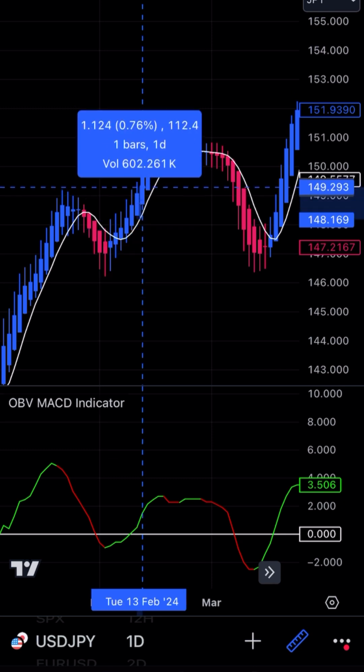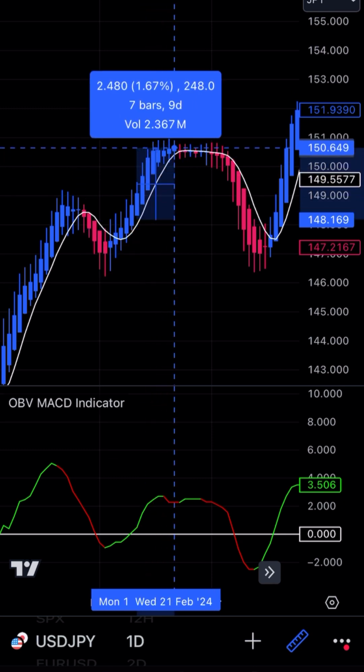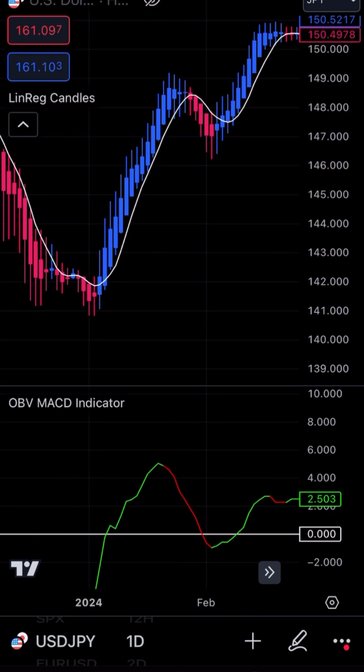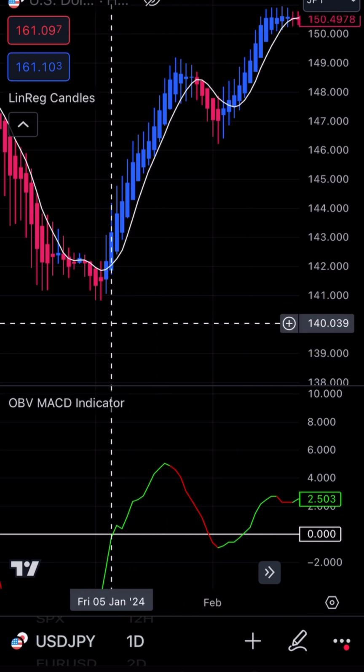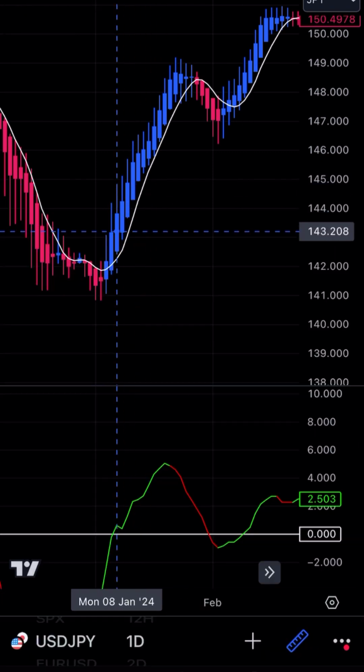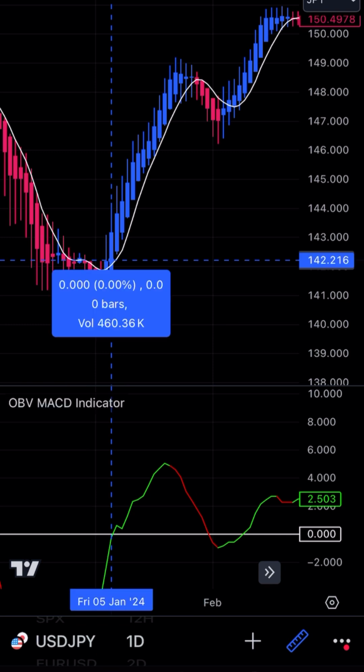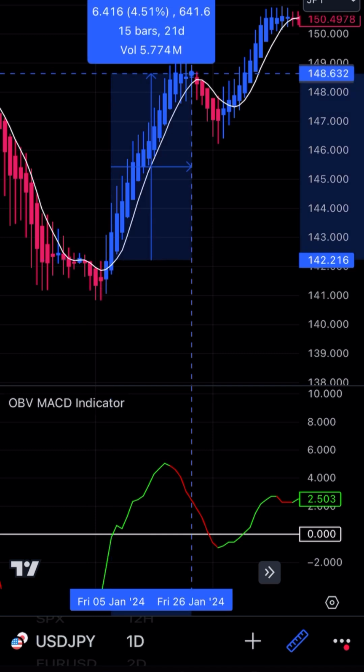See it crossing up right here. You see it's already up on the linear line, so you ride that one out. And that's a 2,480 pip move. You see it crossing again right here, and you see it also crossing up on the linear line, so this is a good move. You ride it out.